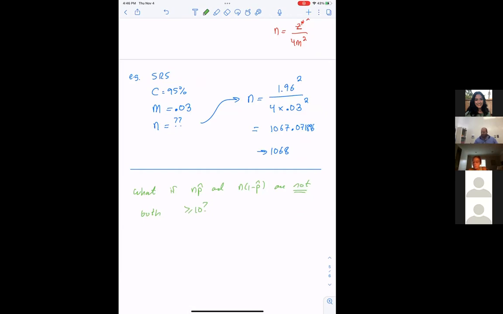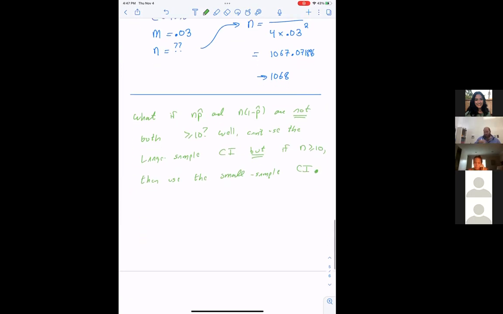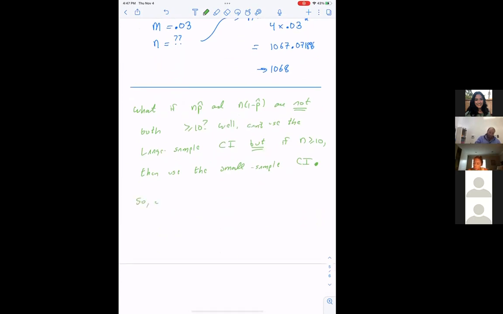What if n p-hat and n times 1 minus p-hat are not both greater than or equal to 10? Well, then you can't use the large sample confidence interval. But if at least the sample size n is greater than or equal to 10, then use the small sample confidence interval. So what's the small sample?